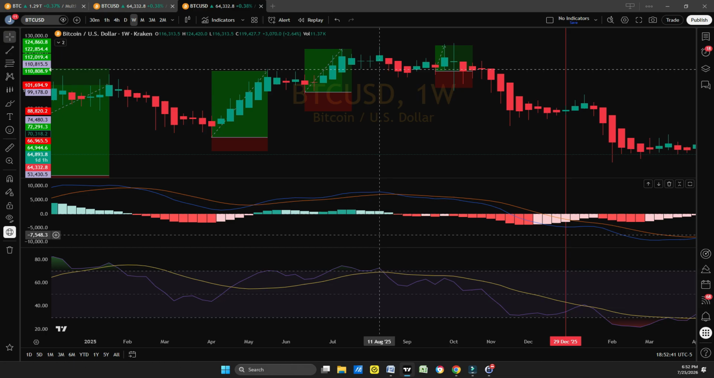Now, if you want a tippy top, forget it. You're probably not going to get it. And if you want the very bottom, you're probably not going to get it either.